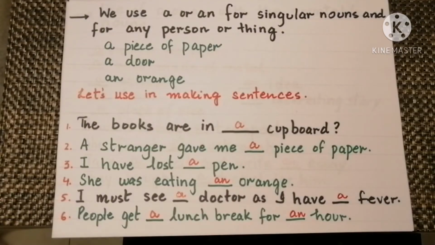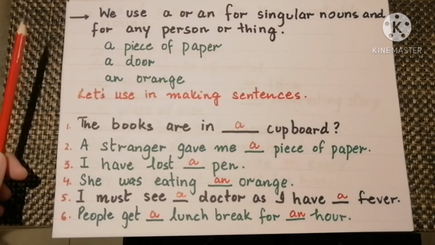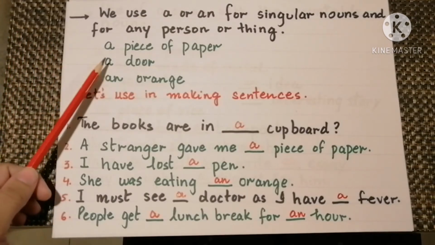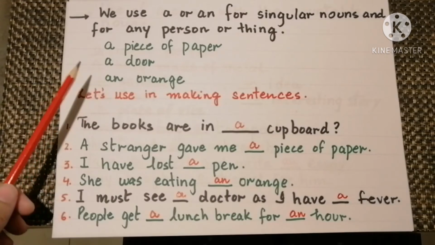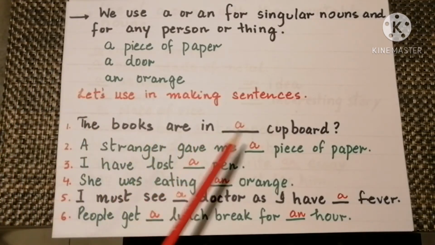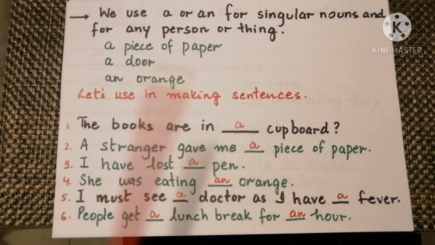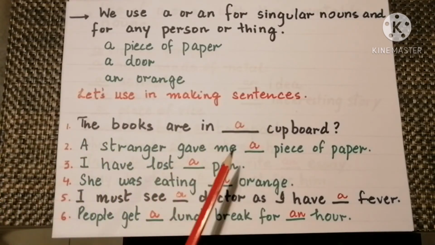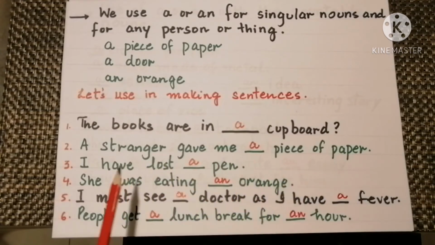We use a or an for singular nouns and for any person or thing: a piece of paper, a door, an orange. Let's use them in making sentences. The books are in a cupboard. The cupboard may be any cupboard. A stranger gave me a piece of paper. I have lost a pen. She was eating an orange. I must see a doctor as I have a headache or a fever.